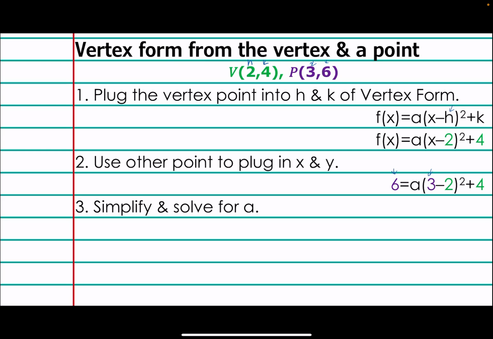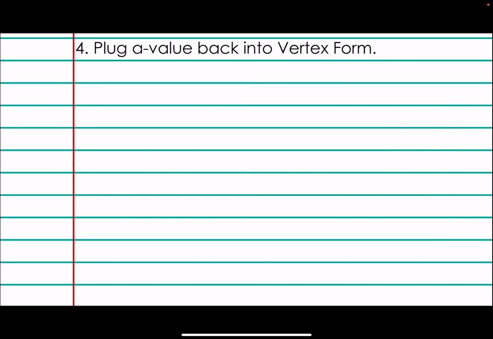The way we're going to do that is just basic PEMDAS. Do your parentheses, and you get 1. Then you're going to do your exponent, which also gets you 1. And I moved it as the coefficient of a, so it's easier for us to solve. Do your inverse operations, and you get that a is equal to 2. So it is being vertically stretched since that a value is more than 1. You're going to take that a value and plug it back into that vertex form, and you have your final equation of f of x equals 2 times (x minus 2) squared plus 4.